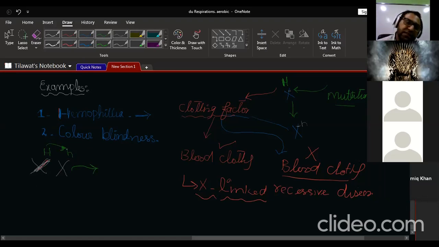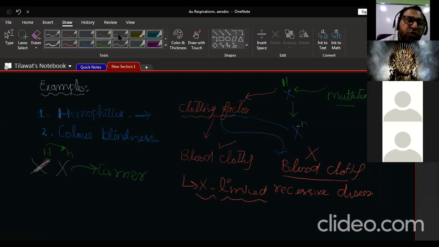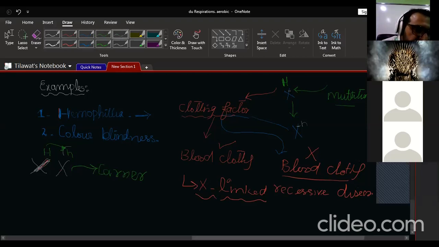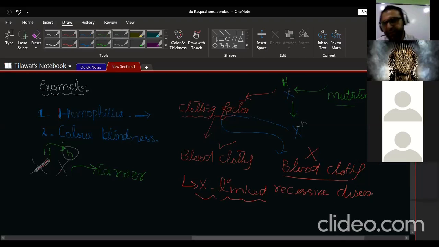But this female is a carrier. What is meant by this? It is a new word for you. She has no symptom of that disease, but she has the ability to transfer this defective gene to her offspring. So a carrier is a person who has no symptom of that disease, but she or he can transfer the defective gene to another person. So she is a carrier.